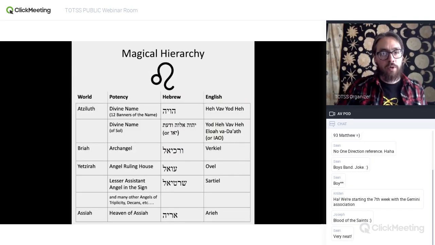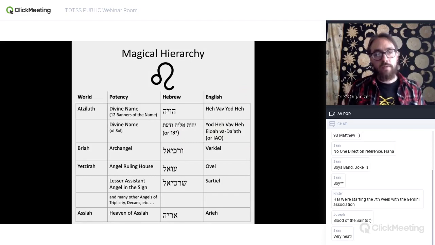All right, so here's our magical hierarchy for Leo. Again, we've got a banner of the name, a permutation of Yod He Vav He, here as He Vav Yod He. We've got a divine name. Again, this is an alternate divine name. This is the divine name for the sun, which is Yod He Vav He Eloah V'Da'ath, which means Yod He Vav He, the tetragrammaton. Eloah is like God. So tetragrammaton, God of knowledge.